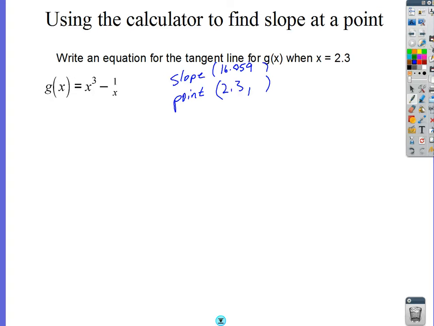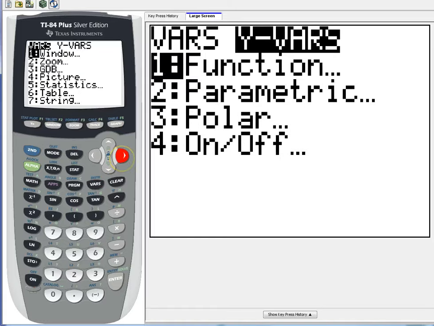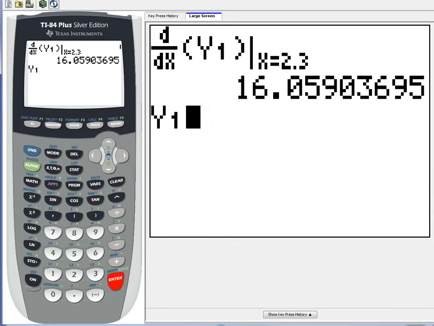So now I want to find out f of 2.3. So I need to find out g of 2.3, right? So I can find out the second part of my point. Well, again, your calculator comes in handy. I go back again to VARS, Y-VARS, press enter. I'm going to go to y1. And what do I want? I want y1 evaluated at 2.3.